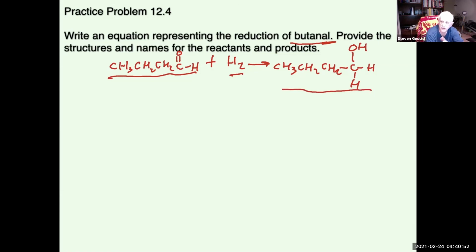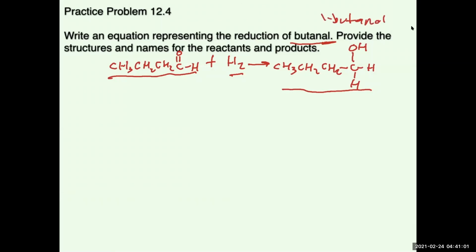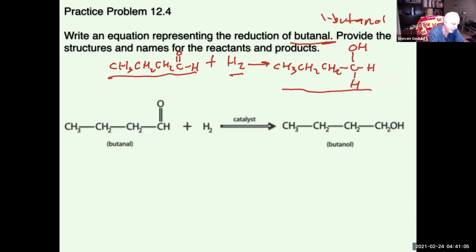Butanol. Perfect. Butanol. Okay, so this is butane or 1-butanol. Either way is fine. Okay, so this is butanol.